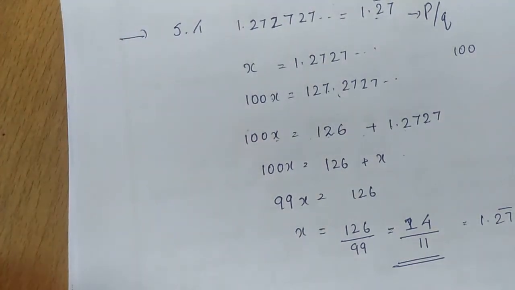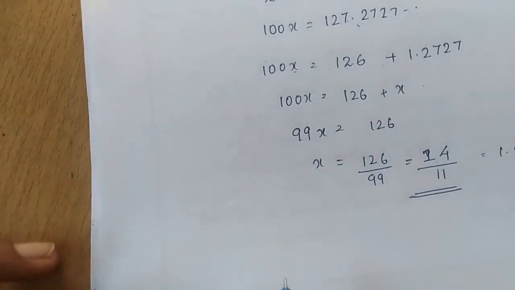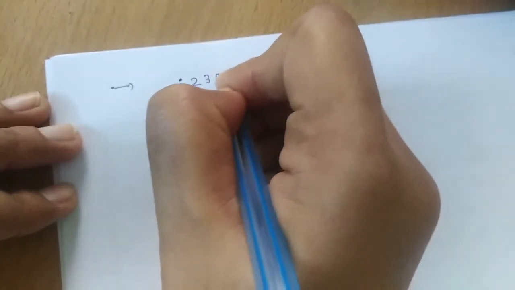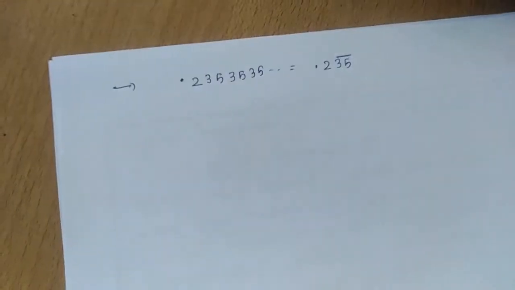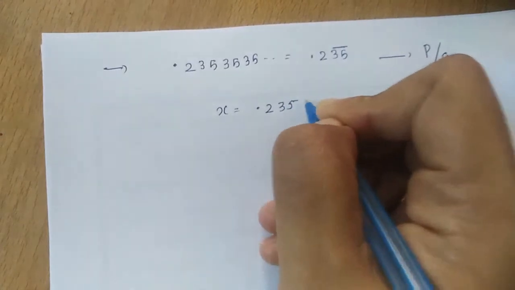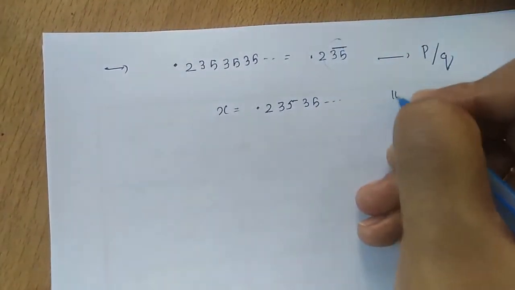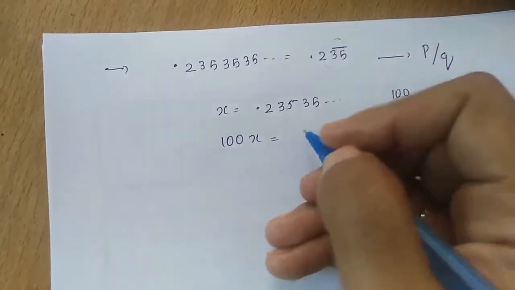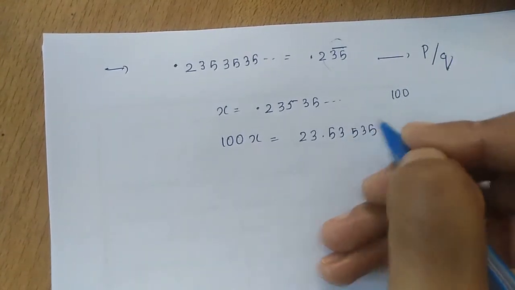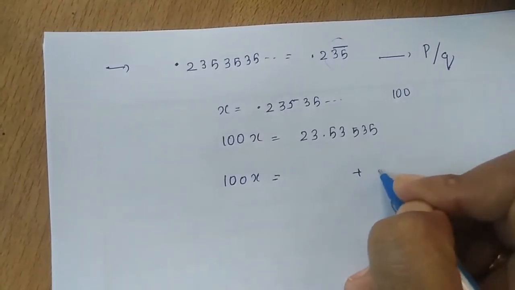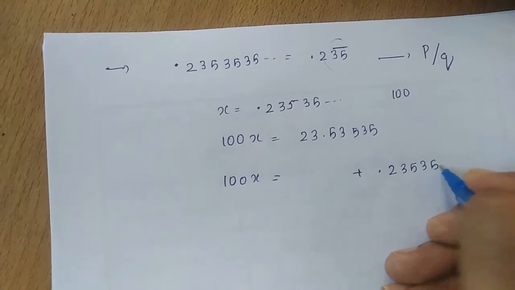Another question. Same method. 0.2353535, etc. Here the repeating values are 3, 5, so 35 bar. Express it in the form of p by q. Let's take x is equal to 0.2353535, etc. Here the repeating values are 3 and 5, so we have to take 100, two digits. So we take 100x is equal to 23.53535. Then we have to rewrite it as 23.3 plus 0.23535.